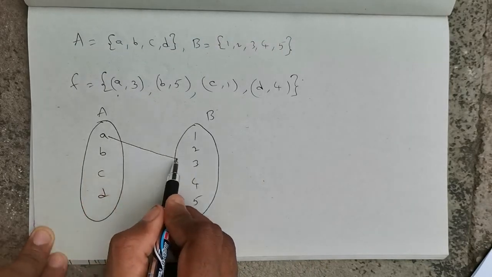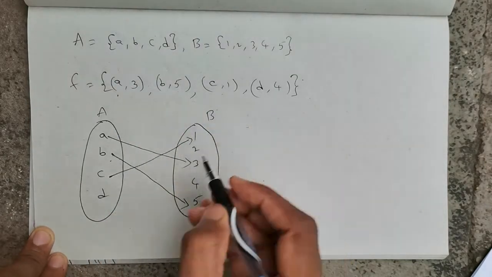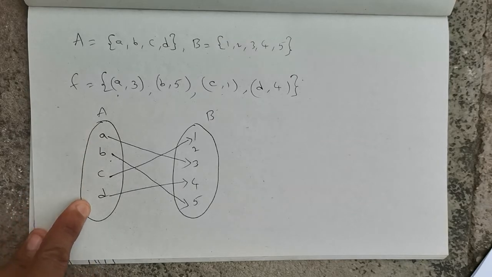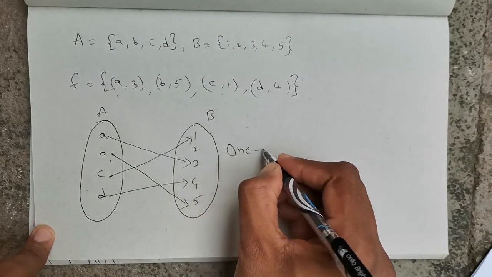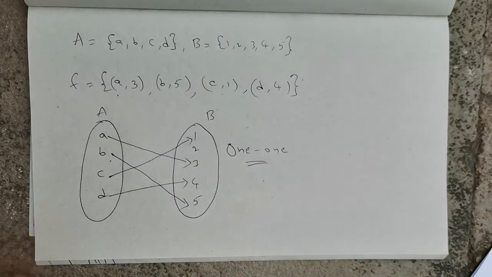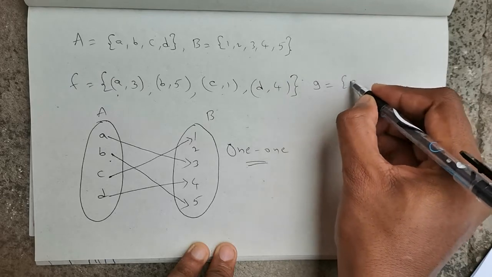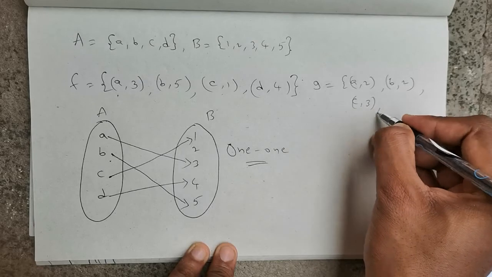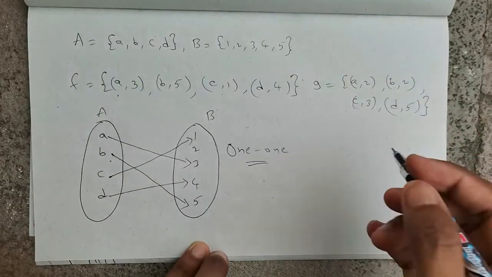A3, B5, C1, D4. Every element of set A has a distinct image. So this is 1 function. Next, one more he took. Function G is A, 2, B, 2, C, 3, D, 5. Let us check whether this is 1 or not.